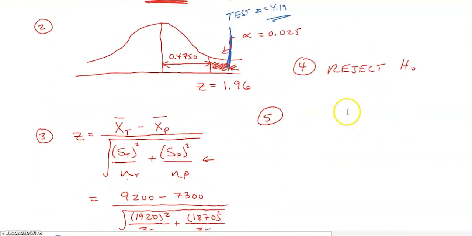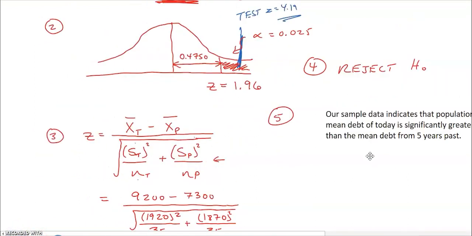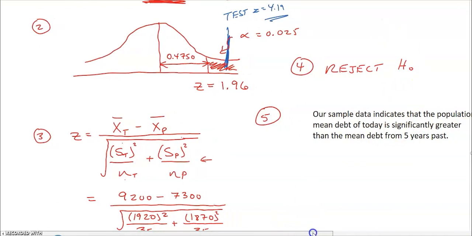So let's state that conclusion. So as stated, our sample data indicates that the population mean debt of today is significantly greater than the mean debt from 5 years past. And there we go.